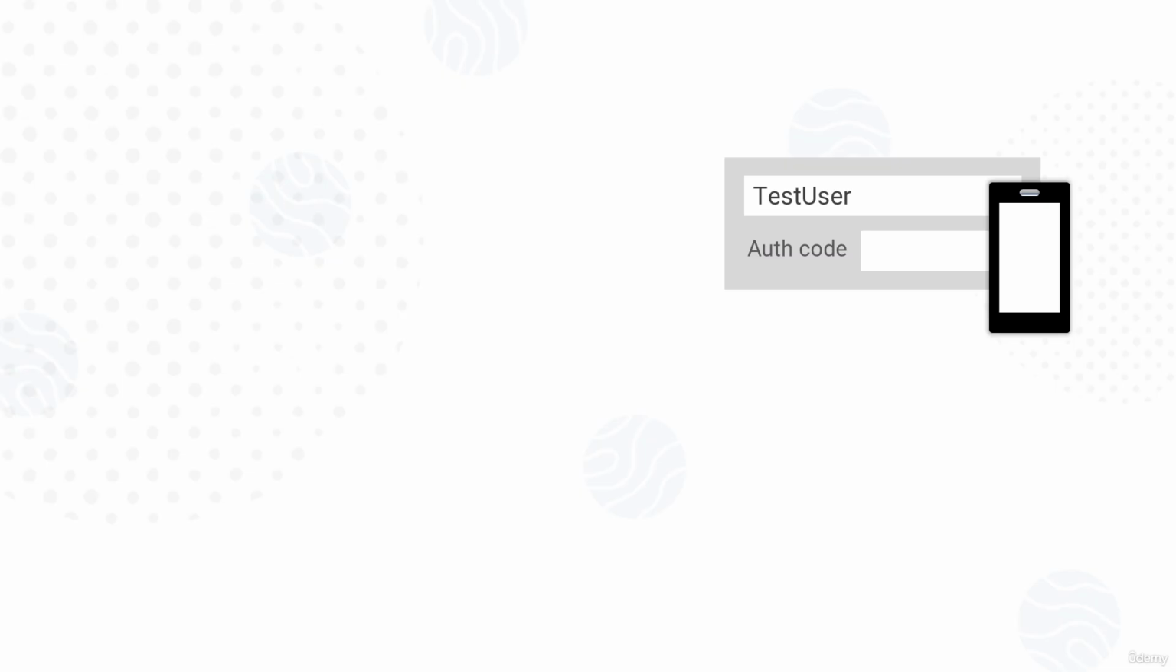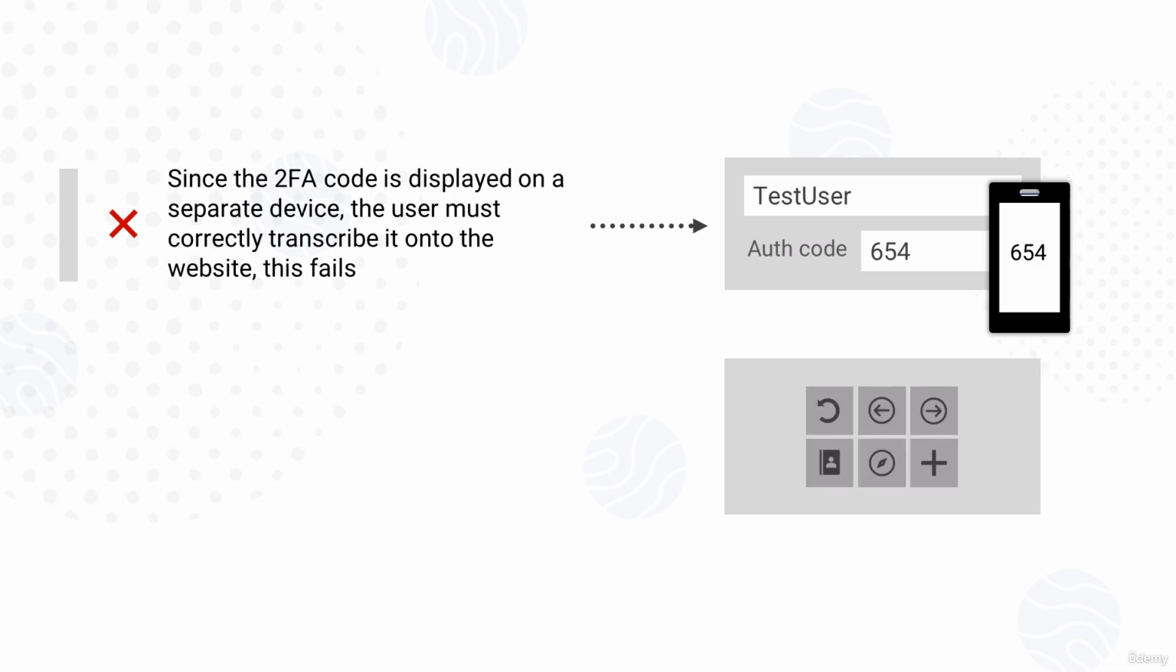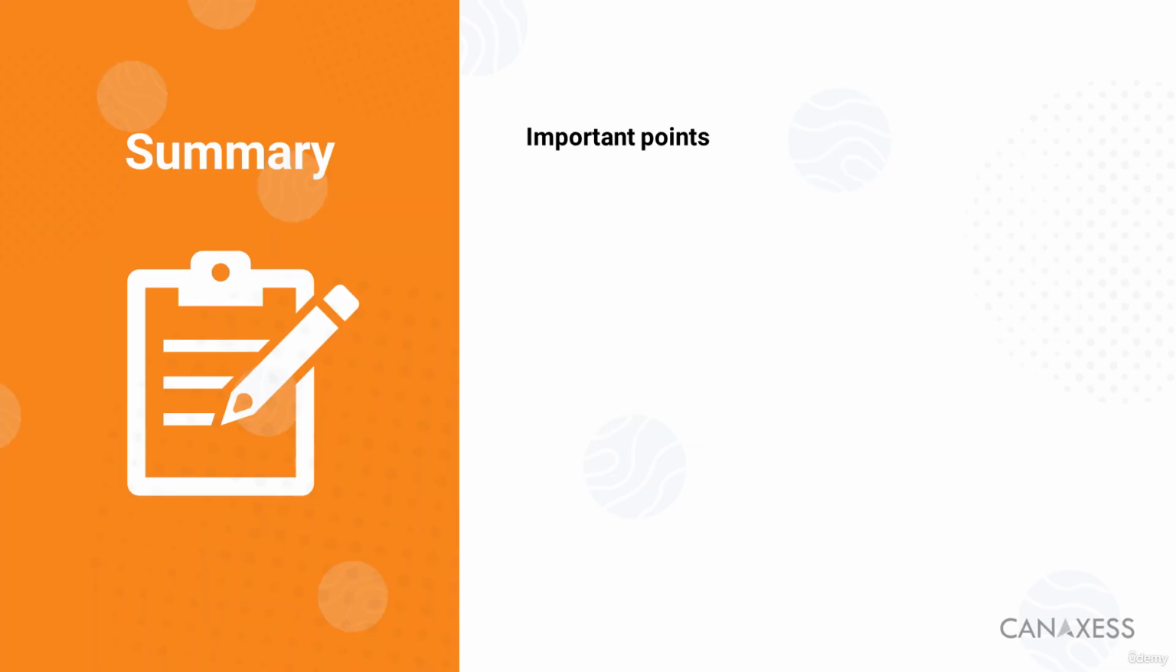What does failing this success criterion look like? A website uses two-factor authentication and sends a code to a user device. Since the code is displayed on a device which is separate to the website, the user must remember the code and correctly transcribe it onto the website. This fails. Since the website uses CAPTCHA and provides no non-cognitive function alternative, this fails. Any user authentication process relying on memorizing, transcribing, correctly spelling, calculations or solving of puzzles will not pass this criterion, as this places a very high or impossible cognitive burden upon people.